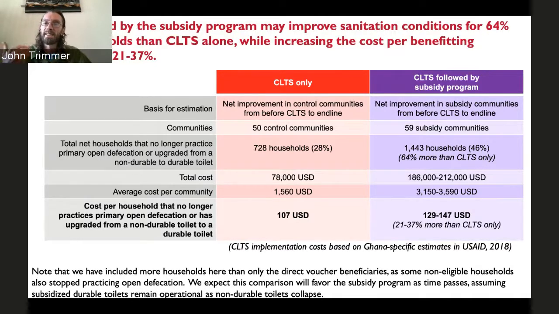So the CLTS followed by the subsidy program, it's somewhere in the neighborhood of 30% more per household that's benefiting than CLTS only. But like I said, this combination of programs also allows us to reach or to positively impact quite a few more households. So there's something of a trade-off there, I think, between cost and the reach that you can have and the ability to sustain the benefits that might come from CLTS and the behavior change that's associated with it.